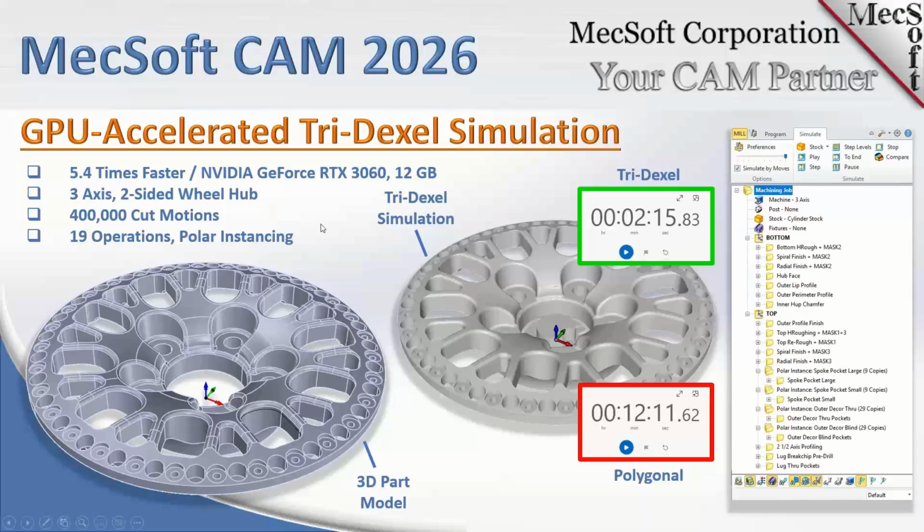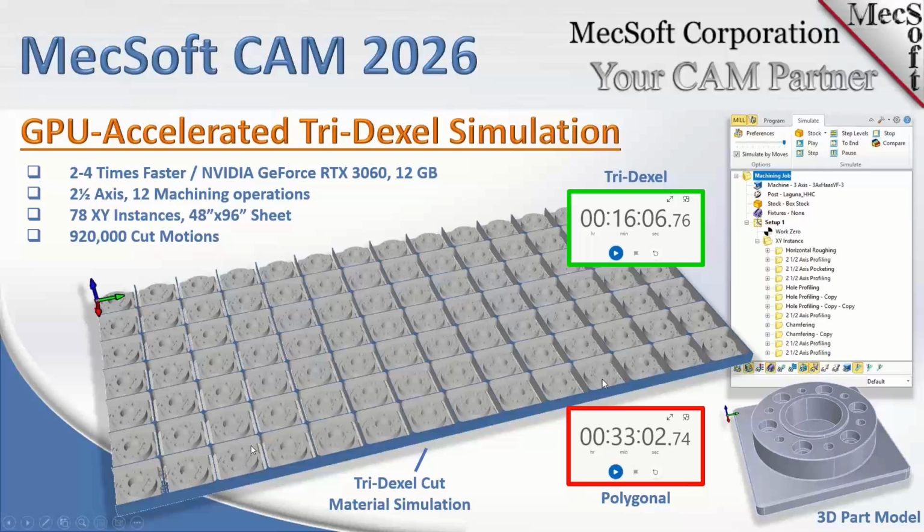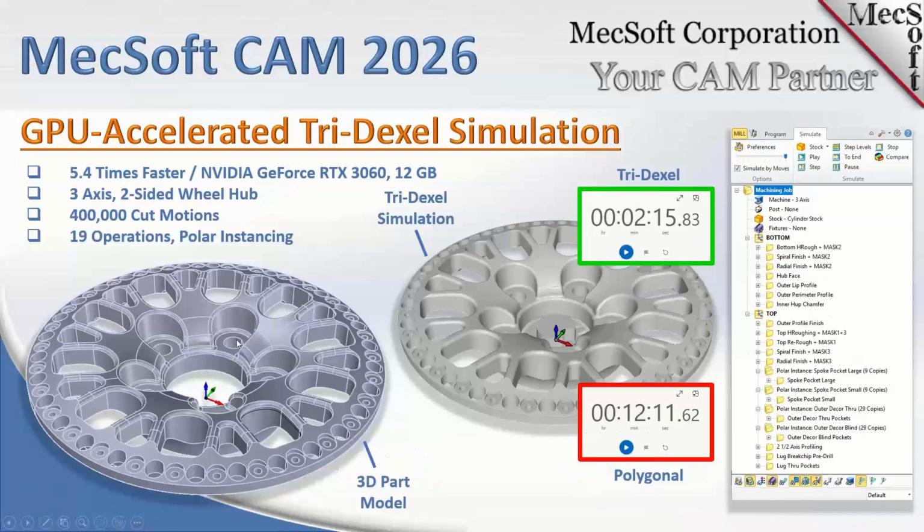Here's an example for 3 axis. It's a 2-sided part, and the simulation we're showing is the actual TriDexel simulation model. As you can see, it's nearly identical in quality to the polygonal simulation. So here we have the part on the left. It's a wheel hub, machined from both sides. Here's the extensive machining job with all the setups and operation types. Over 5 times faster to simulate the cut material simulation, 12 minutes versus 2 minutes.